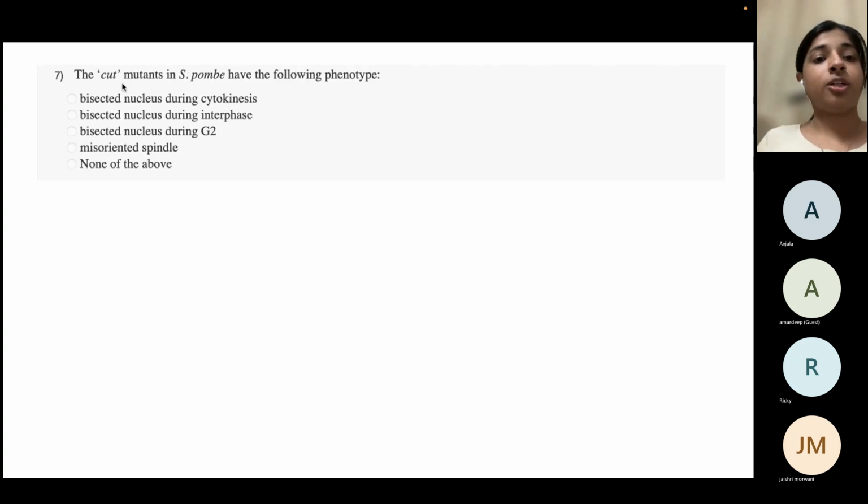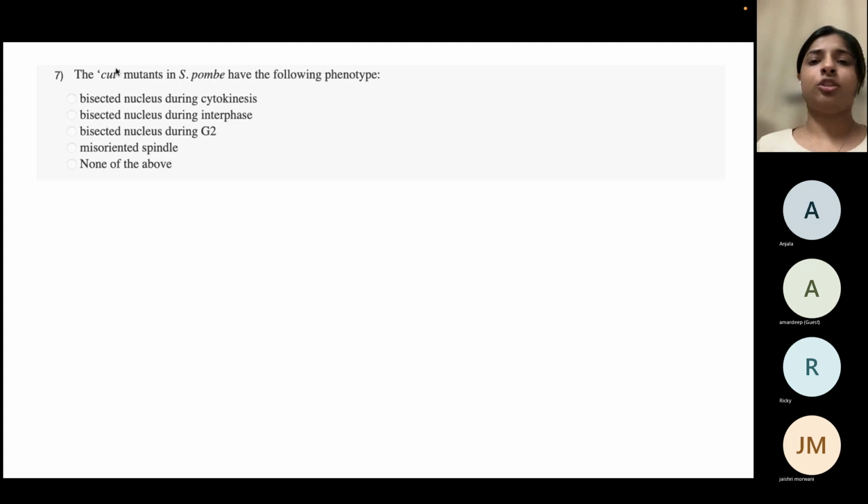Moving on, the next question was, the cut mutants in S. pombe have the following phenotype. S. pombe is a type of yeast. It's the fission yeast that divides by basically binary fission. But what is more special about this yeast is the nuclear envelope never breaks down. So the DNA replication and segregation all happen within the nuclear envelope itself. And there is just a septum formation, a cell wall formation that chops the nucleus into two, and it's equally divided into the two daughter cells.